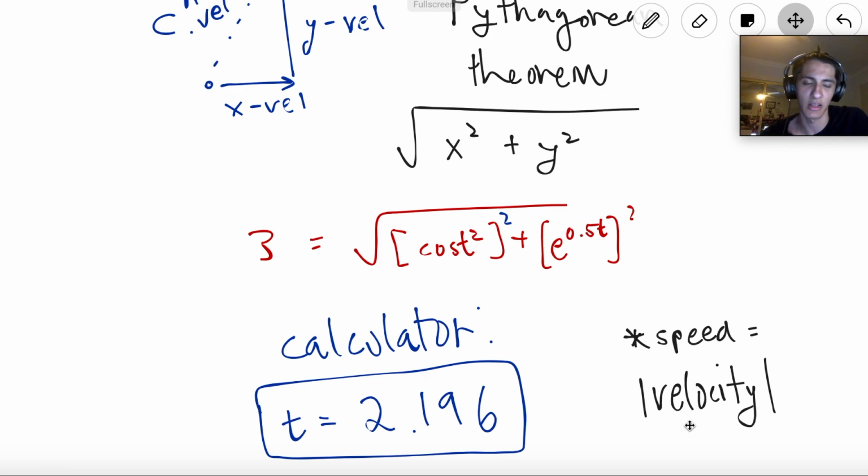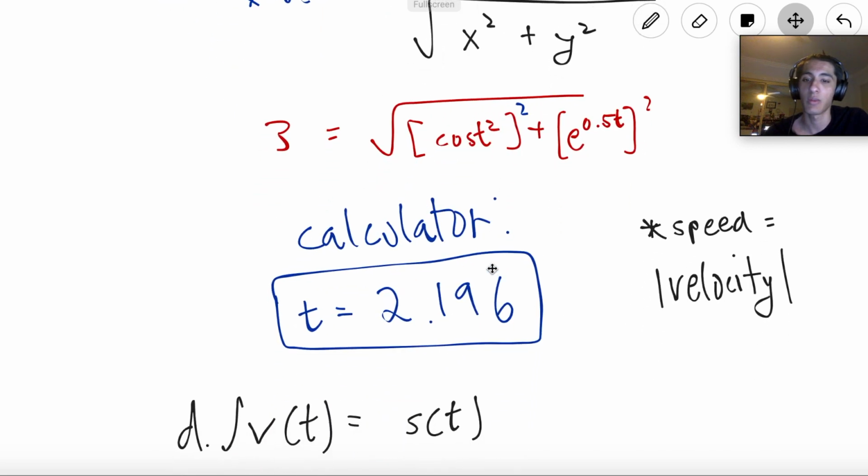And again, I listed here that speed is the absolute value of velocity. So in case somehow you end up getting, when you square both sides, that this is a negative 9, that is still totally fine. You just need to make sure your answer accounts for it.